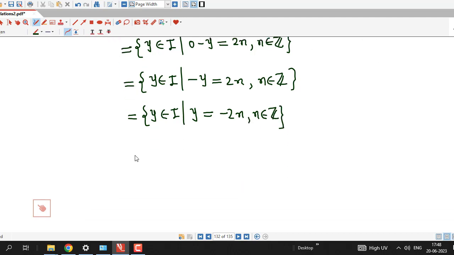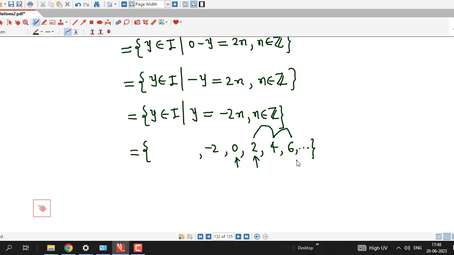And for different values of n we will have different values of y. If I take n equal to 0, I will obtain 0. For n equal to 1, I will have minus 2. For n equal to minus 1, I will have 2. For n equal to minus 2, I will have 4. For n equal to minus 3, I will have 6. So you can see the pattern here. First I have written 0. If I add 2, I will obtain the next element. Then 2 plus 2, that is 4. 4 plus 2, that is 6.